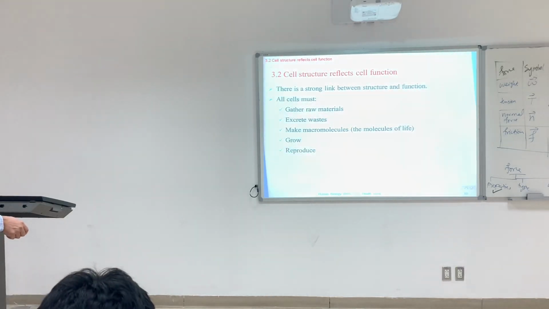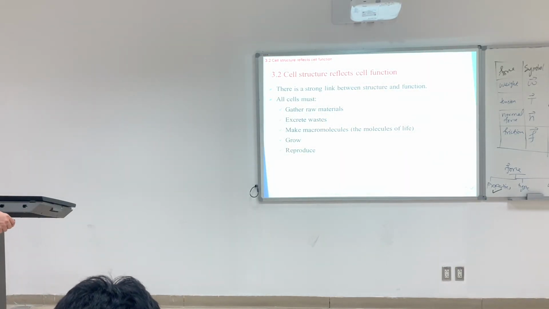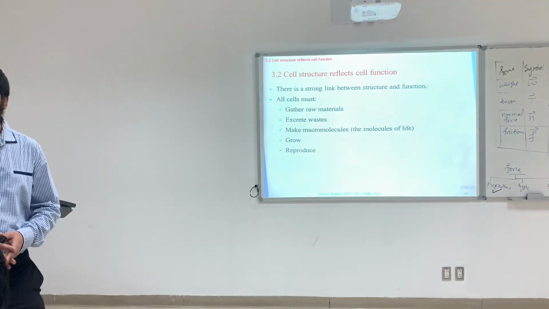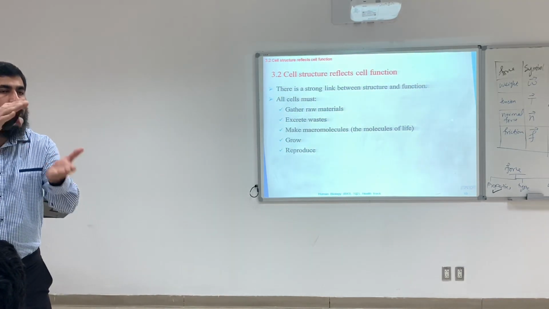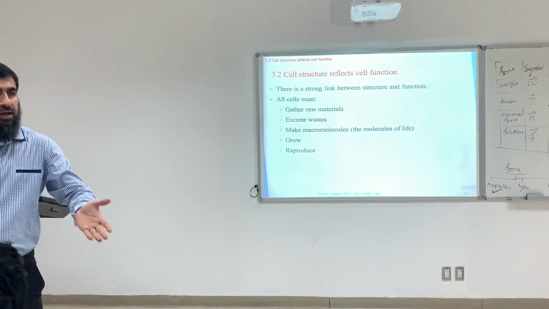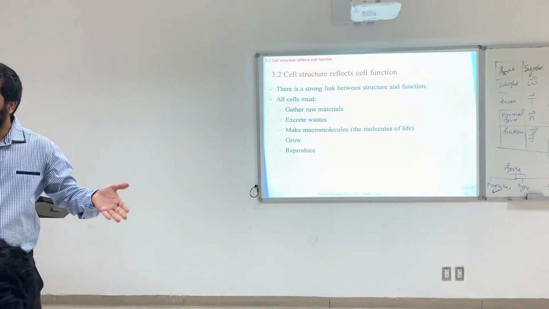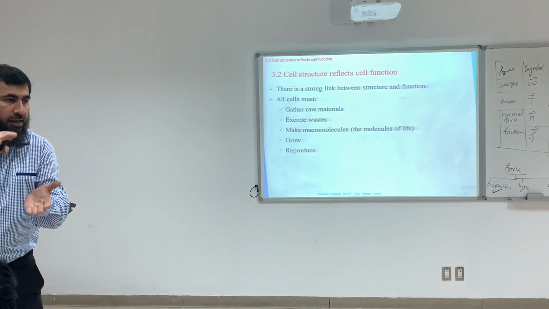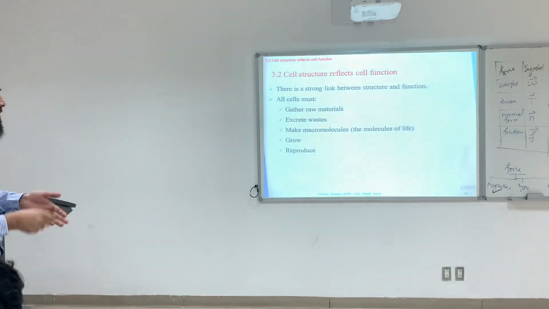Because of the structure-function relationship, the cell can do many things. It can gather raw materials. For example, it has a particular columnar epithelium in the small intestine. If it was two or three layers of long cells, it couldn't do it. It needs to have one layer of columnar epithelium to take up the nutrients.